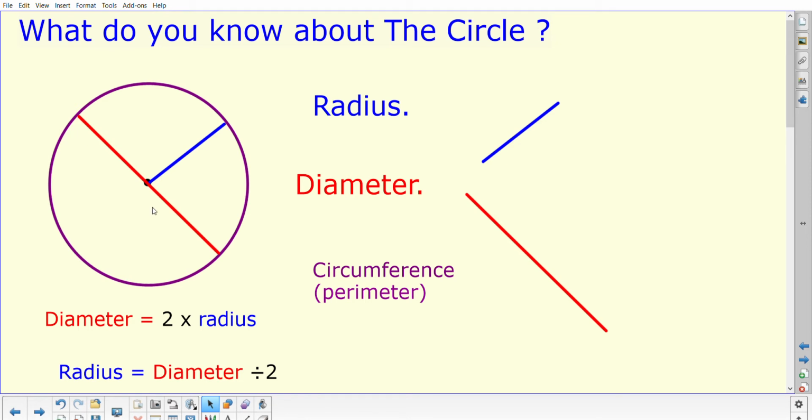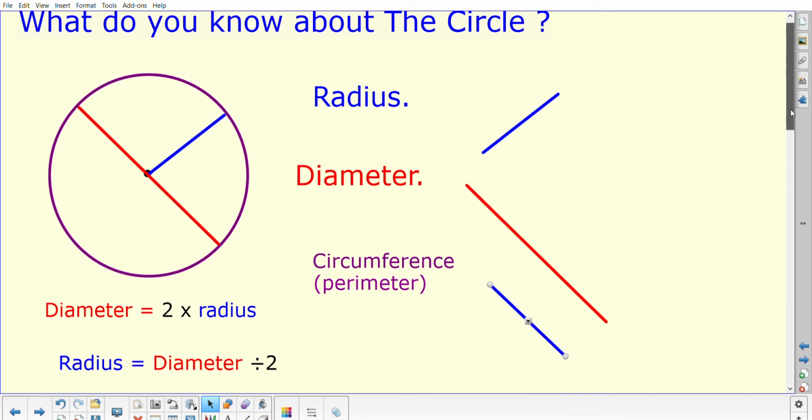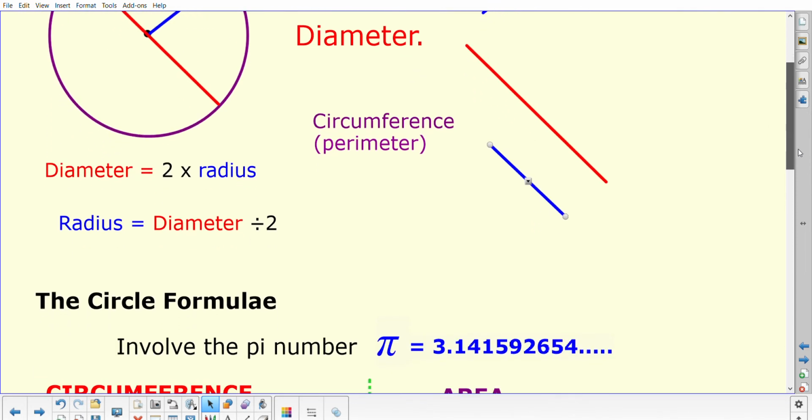The way these two measurements compare with each other as well, a diameter is essentially like having two of these radii going across. If you think about it, there's a radius and then there's another one at the other side. So your diameter is double your radius. Another way of saying that is to say that we can work out the radius by halving the diameter.